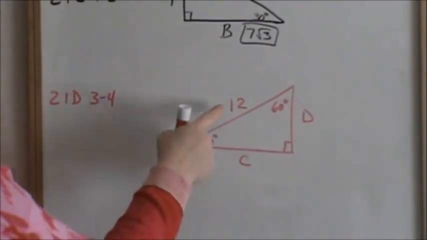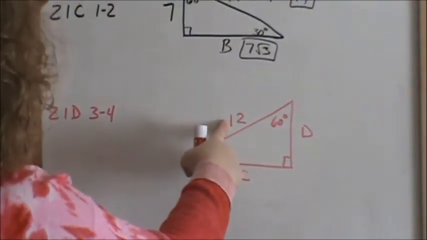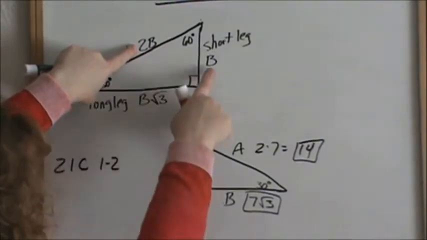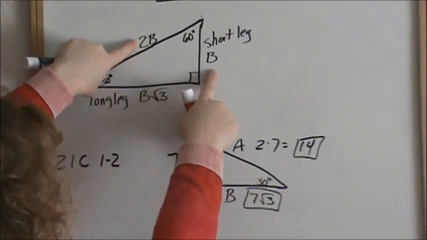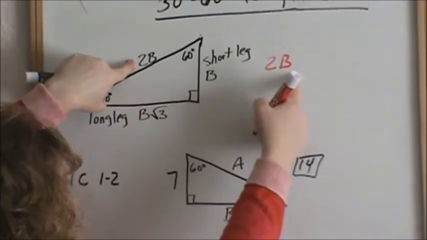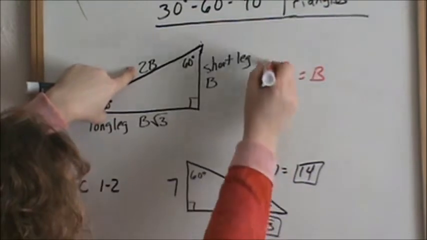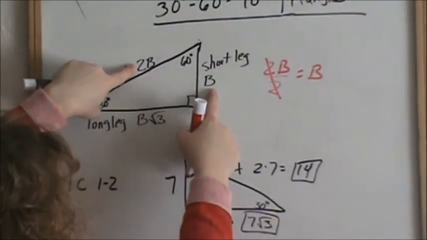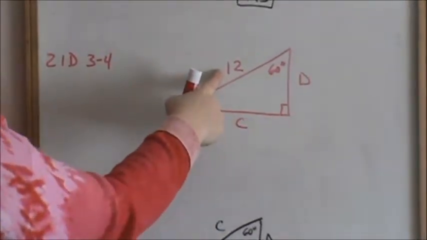Here we have been given the hypotenuse as 12. Okay? Going back to our diagram, we said that the hypotenuse is 2 times the short leg. So if we're given the hypotenuse, it means the short leg is half of that. Or to go from 2B to B, we have to divide by 2. So those cancel. So to go from the hypotenuse to the short leg, you need to take half of the hypotenuse.